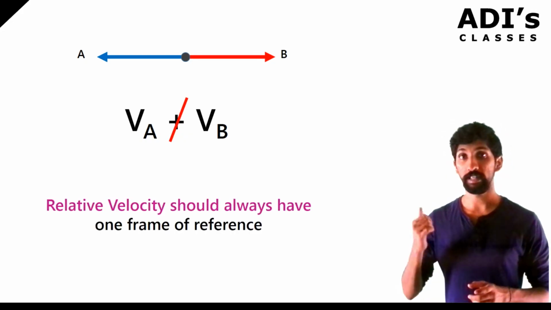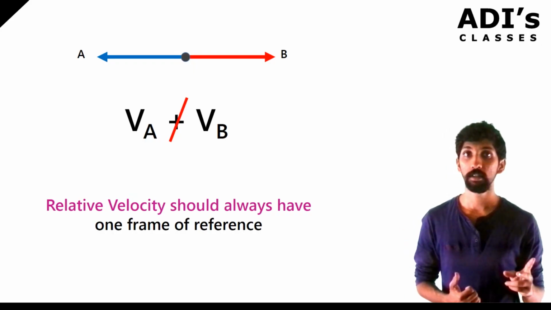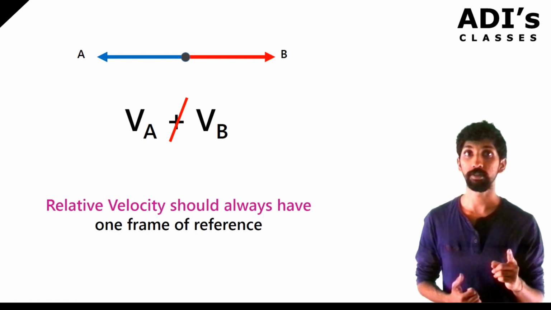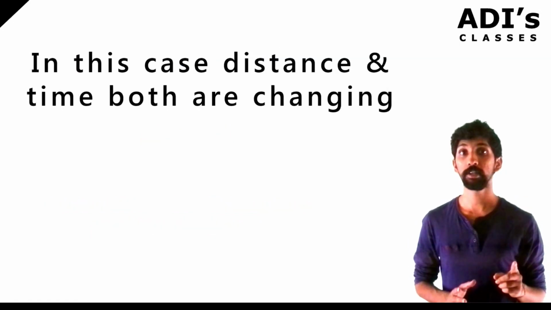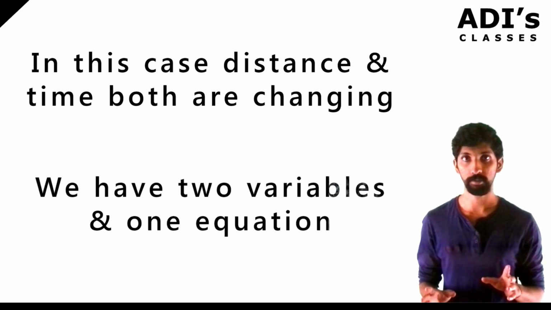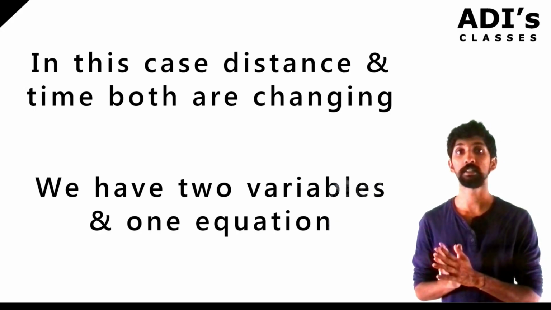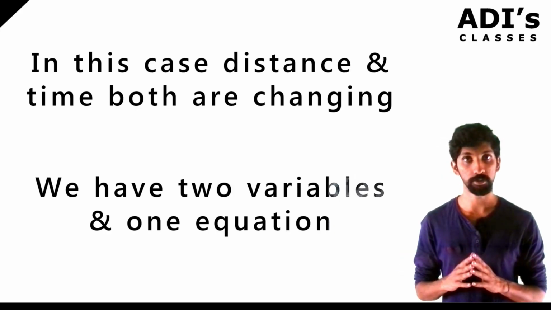Now in this case both distance and time are changing. So we have two variables but only one equation. Can you solve it? You cannot solve one equation which has two variables. So that's not possible. That's the reason we say that relative velocity or relative speed doesn't exist for such types of questions.